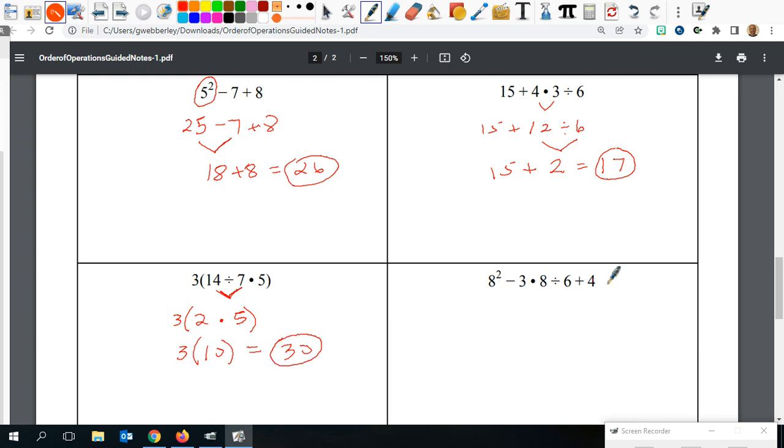It does have an exponent right here. You want to do that first. 8 squared first, and then you'll go through, look for any multiplying and dividing left to right, then add and subtract left to right. So I'll give you a little bit of time for that one. Try to get that done on your own so you can check your answers.